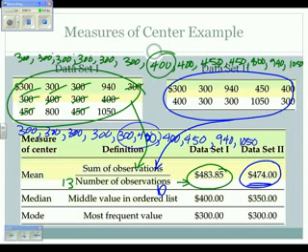Which are these. 1, 2, 3, 4. This is the 5th. This is the 6th. And then we have 1, 2, 3, 4. So we have 4 data values on this side, 4 data values on this side. These 2 are our center data values, so we average them. So 300 plus 400 divided by 2, and that's going to give me 350, which is our median here. And note how 400 was our median for the other data set.